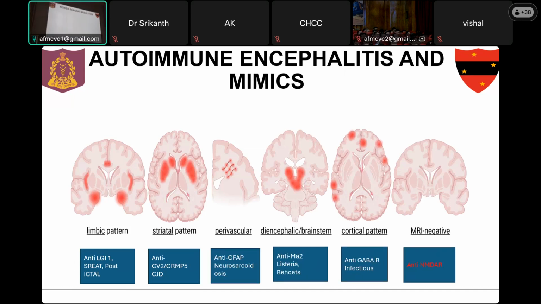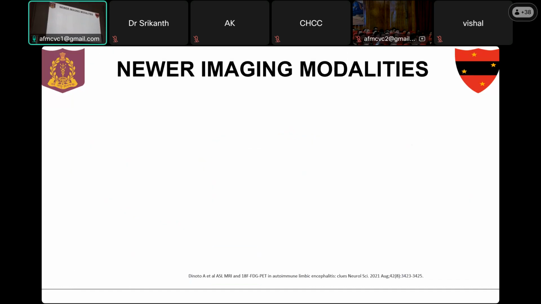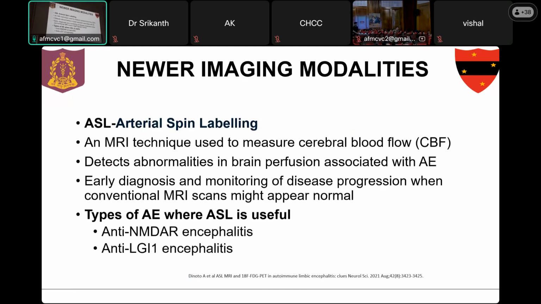Next. So are there any newer imaging modalities that you can use? Suppose the MRI is negative. ASL perfusion can be used. Good. Welcome. ASL, arterial spin labeling, has a wide application, especially it is helpful in anti-NMDAR and anti-LGI1 where you don't find anything on conventional MRIs.